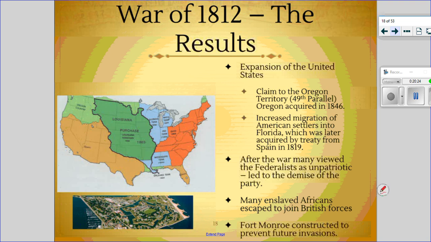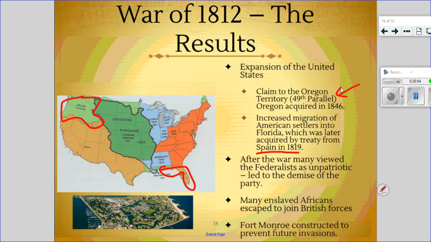All right, War of 1812 results. We get claim to the Oregon Territory, so we agree with the British that the 49th parallel is our northern boundary, and that gives us claim to the Oregon Territory. And we're going to see more settlers go west and go down to Florida. Later on, we'll buy Florida from Spain in 1819. So we can see increased immigration west and down to Florida.